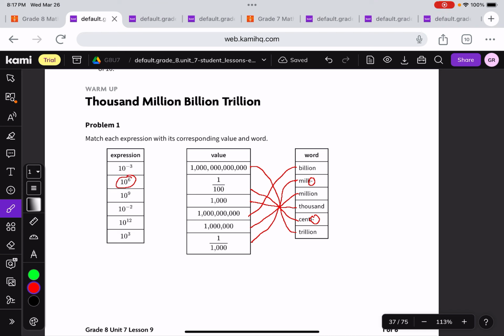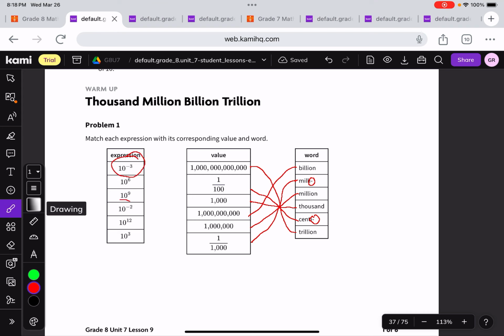Now the rest, as we've talked about: 10 to the 6th is a 1 with 6 zeros, so that one goes to a million. And then 10 to the 9th is a 1 with 9 zeros. And then 10 to the 12th, you can guess it, that'd be a trillion. 10 to the 3rd, you guessed it.